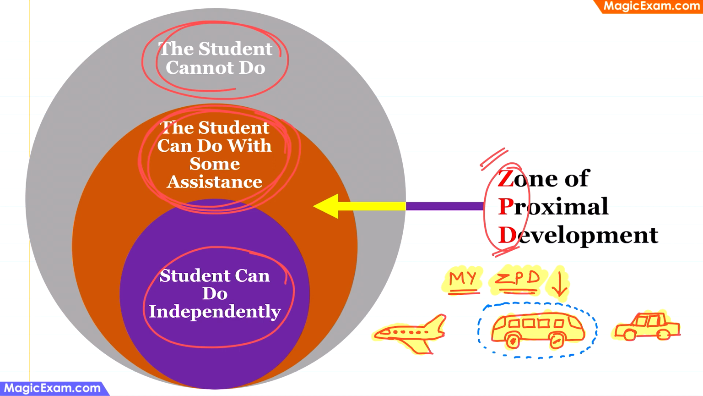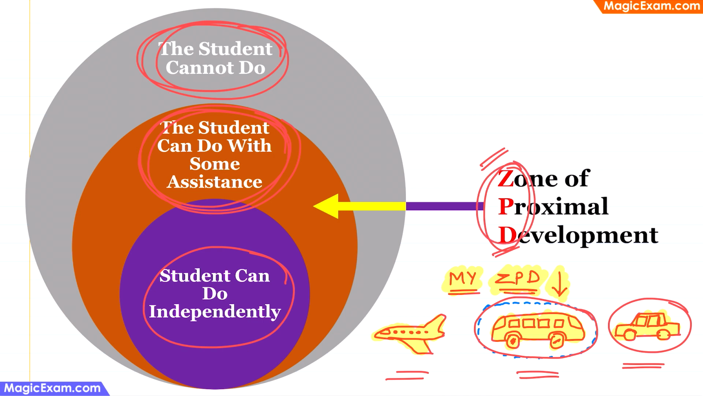To explain it more simply, at this point in time, I know how to drive a car. Therefore, I don't need any assistance to drive a car. I can do this independently. If you give me a bus or a truck, I can drive a bus or truck because the basic principles are very similar to driving a car. However, I have never driven a bus or a truck before. So I will need some training or assistance from somebody who knows how to do it. So driving a bus or a truck is my zone of proximal development at this point in time because I can do it, but I will need some assistance or help. If you give me a plane, I don't even know how to start a plane. So that is beyond my capability at this point in time. Therefore, that falls into the list of tasks that I cannot do. This is a very simple explanation of the zone of proximal development.